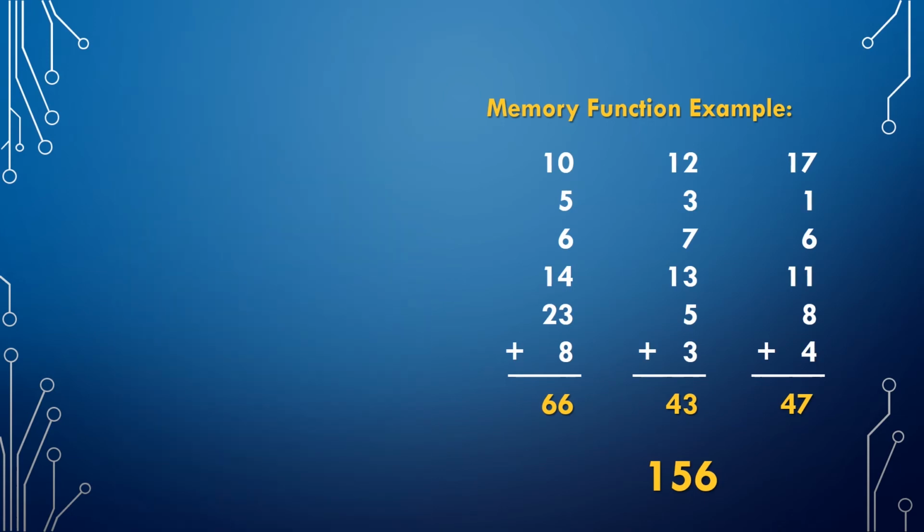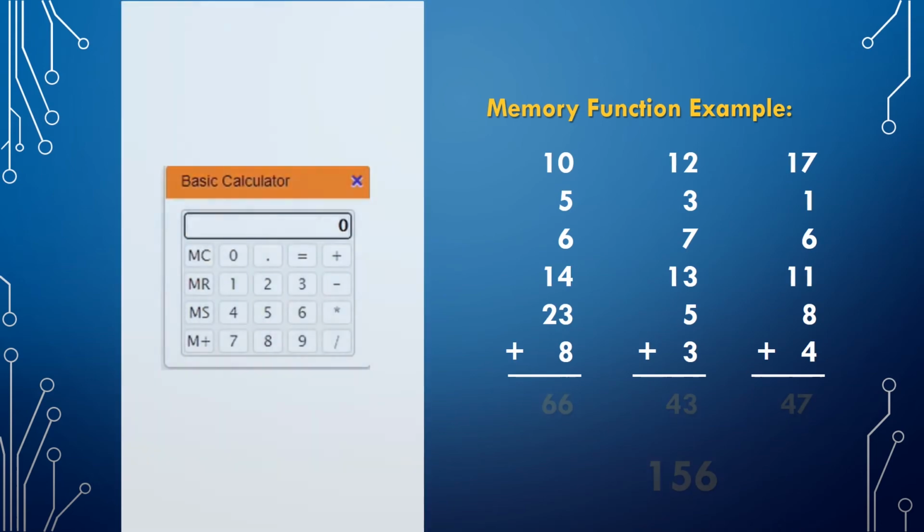Of course, calculating our answer in this manner was not incorrect. First, we added column 1. Then we had to close and reopen our calculator. Then we added column 2, had to close and reopen our calculator, added column 3, closed and reopened our calculator, and added our three subtotals together to arrive at our grand total of 156. By using the memory keys, we can perform this calculation in one series of steps without having to close and reopen our calculator.